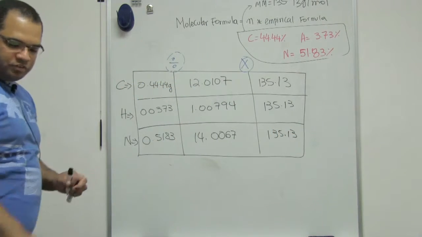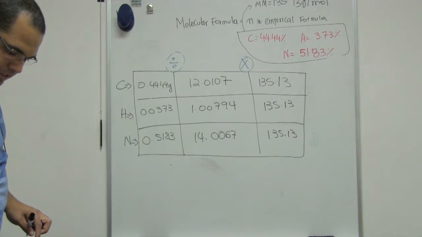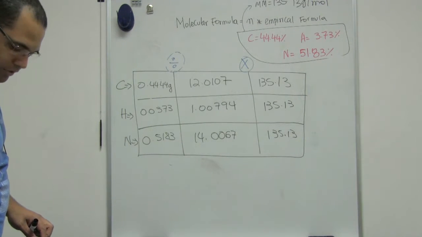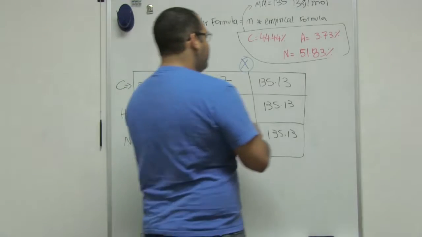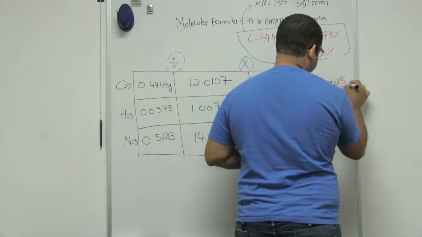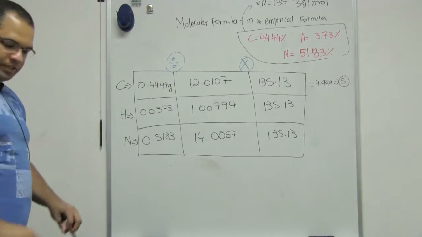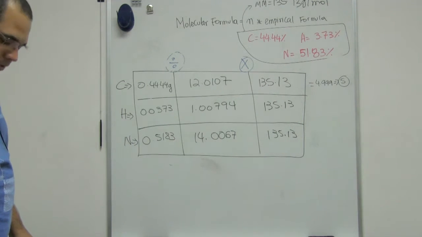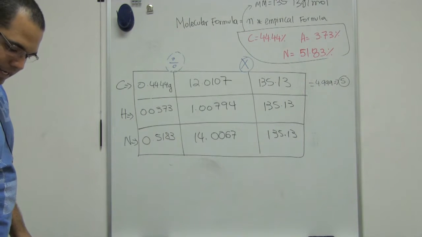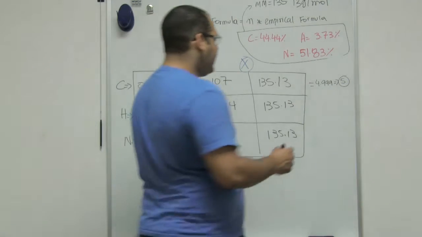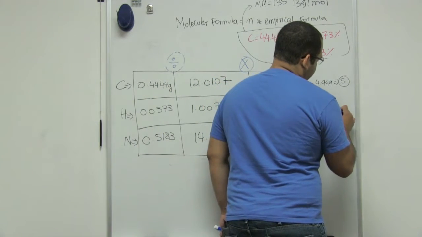If I do 0.4444 divided by 12.0107 times 135.13, you can do it in a calculator right now, I get 4.999, which is close to 5. If I do 0.0373 divided by 1.00794 times 135.13, I get 5.0000.